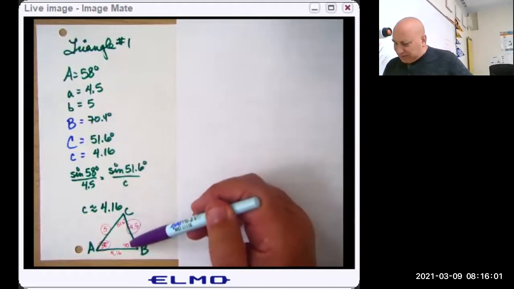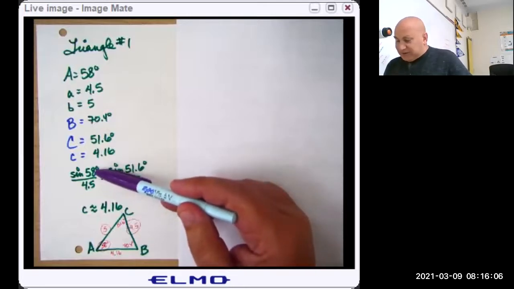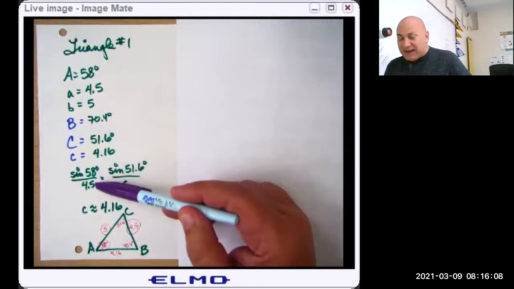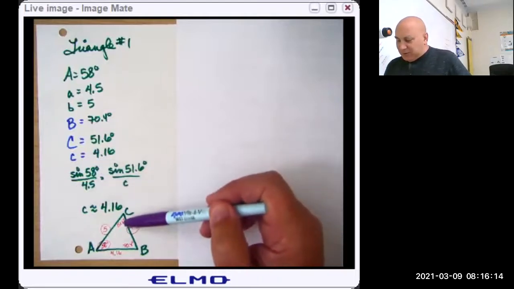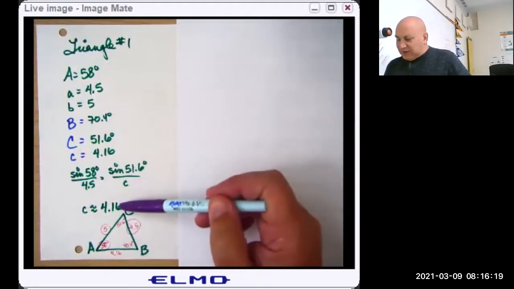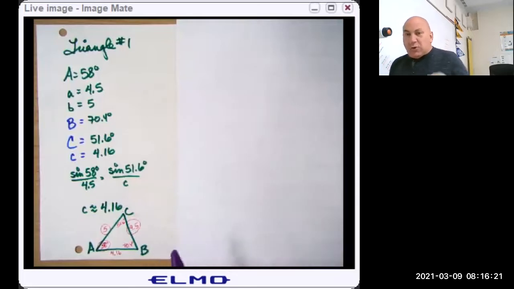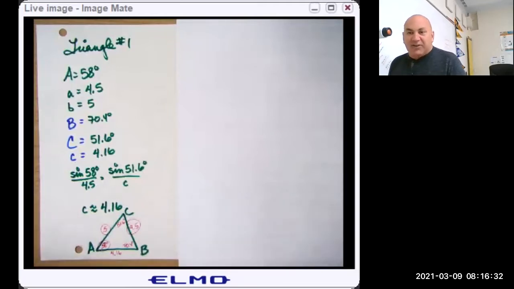Since this was an approximation, but we do know the 58 degrees exactly and the 4.5 exactly, let's use this ratio. Now it equals sine 51.6 degrees over side C, and side C is 4.16. So everything looks good here. All of our angles add up to 180 degrees. The biggest angle has the longest side opposite. This is a legitimate answer, but it's not the only answer.